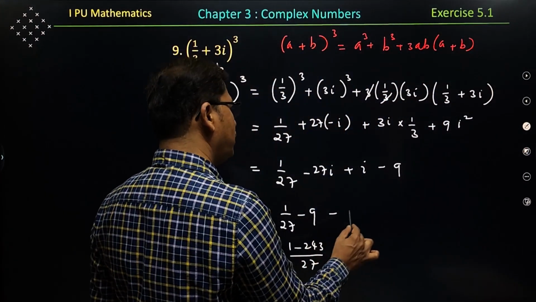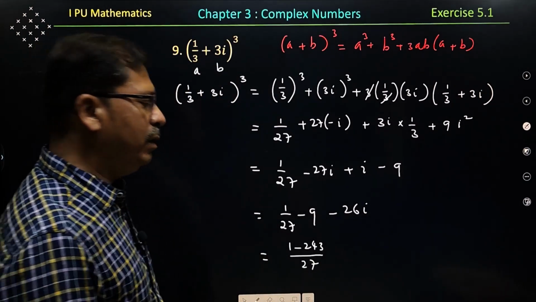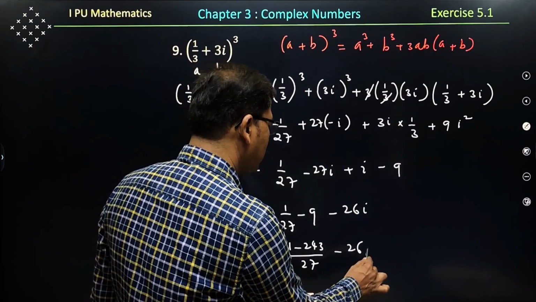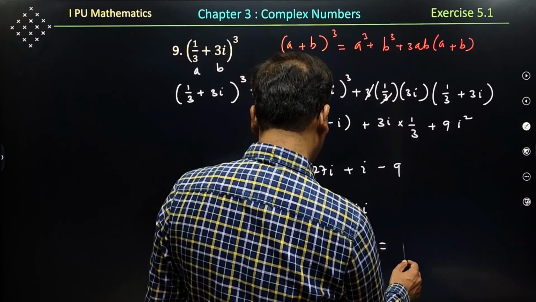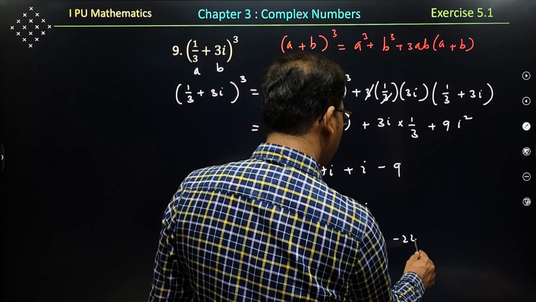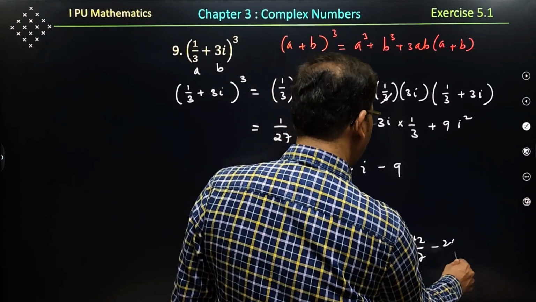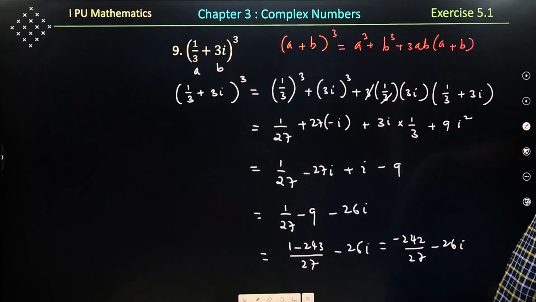See, this is minus 26i here, and then 1 minus 243 divided by 27, minus of 26i. So the answer is minus 242 divided by 27, minus of 26i. This is the answer. Now it is correct.